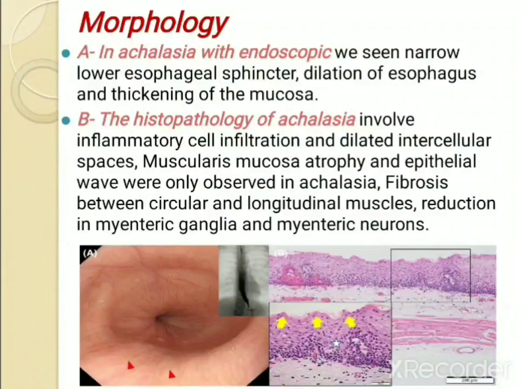Morphology. In achalasia with endoscope we see a narrow lower esophageal sphincter, dilation of the esophagus, and thickening of the mucosa. The histopathology of achalasia involves inflammatory cell infiltration, dilated intercellular spaces, muscular and submucosal atrophy, and epithelial waves, which were only observed in achalasia. Fibrosis between circular and longitudinal muscles, and reduction in myenteric ganglia and myenteric neurons. This is the epithelial waves.